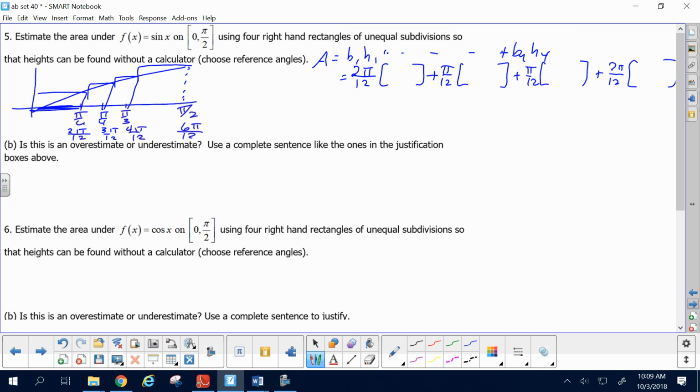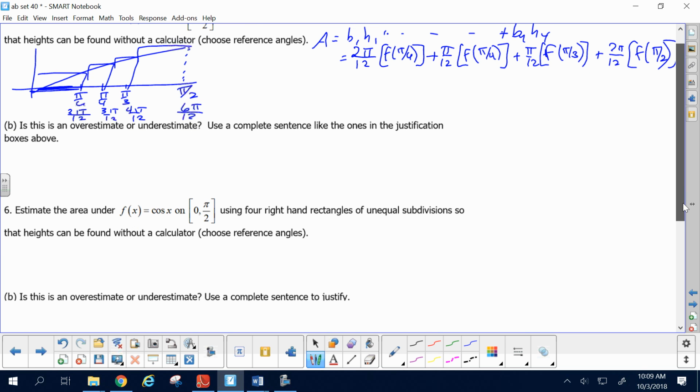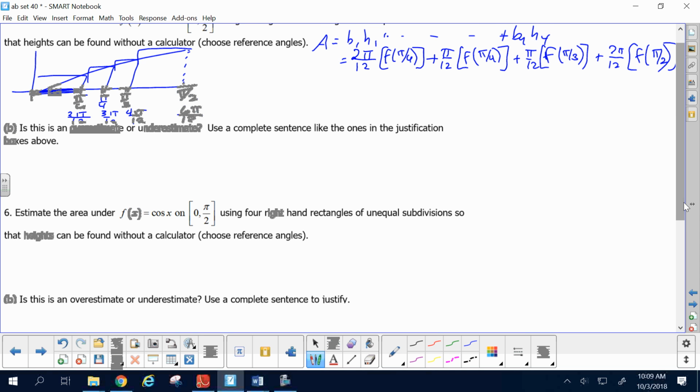Now, the first height is f at the right side. So now this time I'm going to go back to the reference angles. F at pi/6. The next height, height 2, is f at pi/4. The third height is f at pi/3. And the last height is f at pi/2. That's where I got my answer.